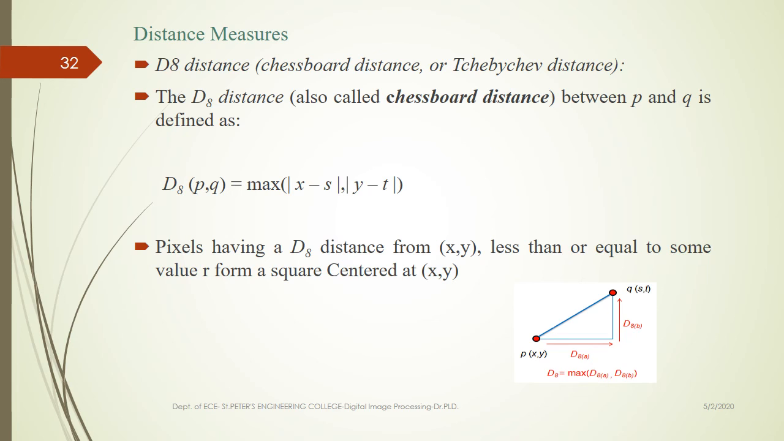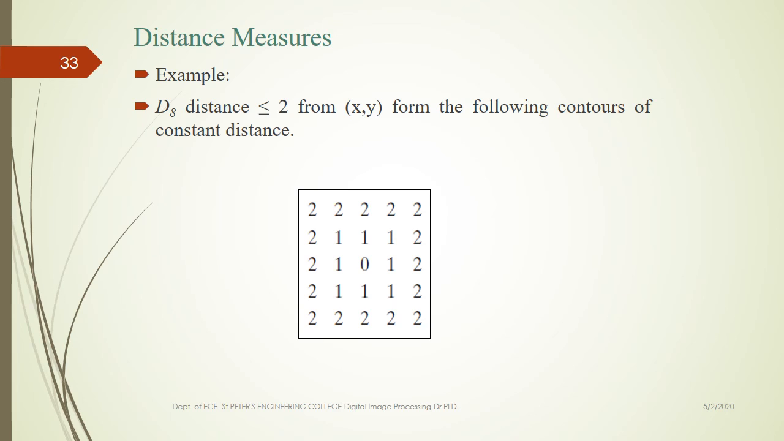If you want to calculate the chessboard distance between P and Q, it is the maximum of mod of (x minus s) and mod of (y minus t), whichever is the maximum. We call that D8 distance between P and Q. In general, pixels having D8 distance from (x, y) less than or equal to some value r form a square centered at (x, y). This is actually the square centered at (x, y).